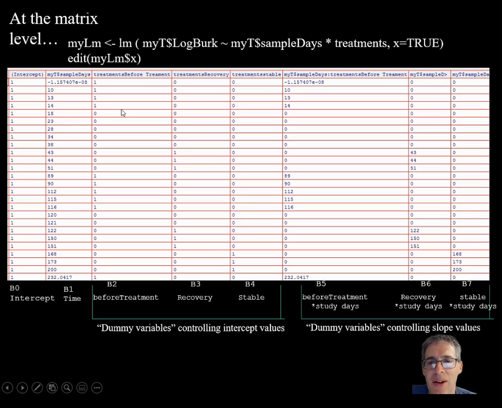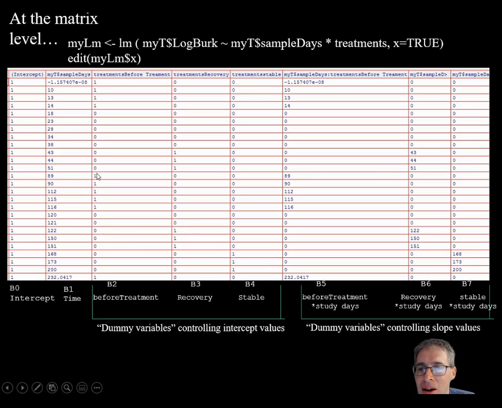To look at this in more detail, we can, as always, ask R to give us the data matrix. So we set x equals true when we build the linear model, and then we just inspect the x data matrix. So we have our 8 parameters here. The first parameter is just the intercept, as always, a series of 1s. The second parameter is time in days. Then we have our first series of dummy variables. The dummy variables are before treatment, recovery, and stable, because remember we set the treatment as the background in the previous slide on the relevel.